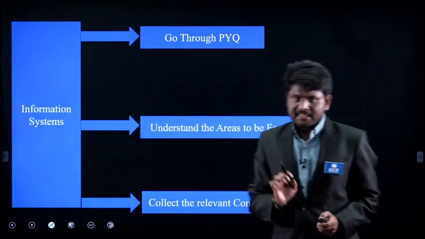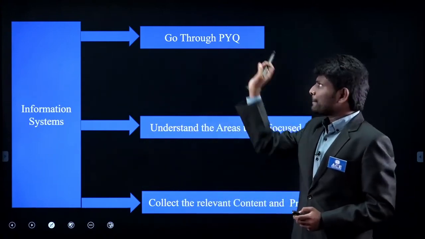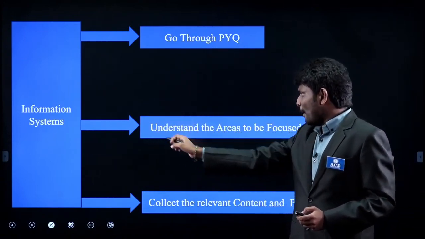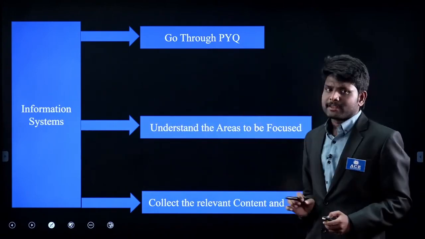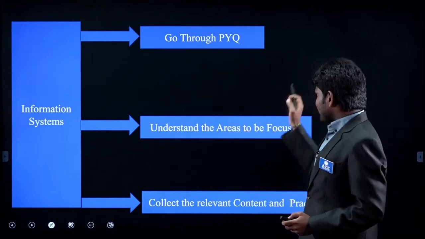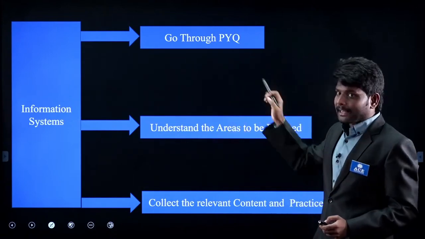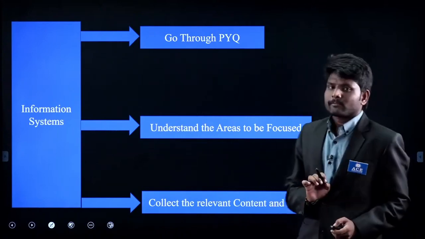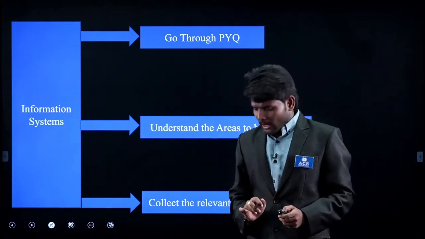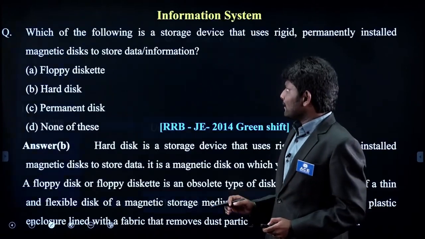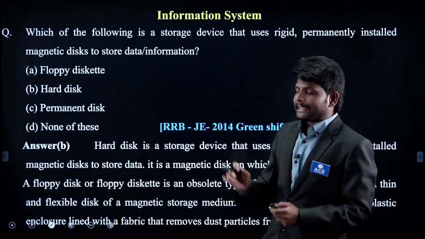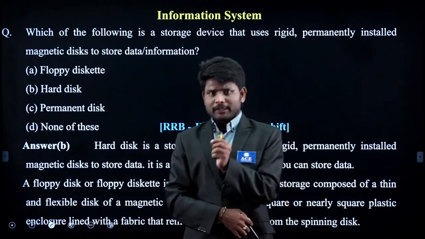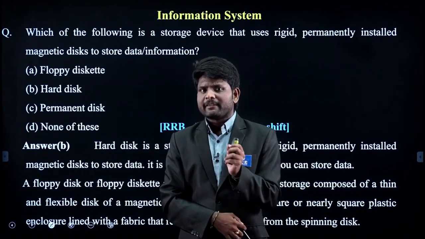I hope my strategy is clear for you. We'll go through the previous year questions of each subtopic. We'll understand the subtopics or major topics that need to be focused on. Then, we'll list the topics, collect some relevant content related to each topic, and practice that content. Hope this point is clear for you. Now, let us start this technique with the first topic, that is introduction of information systems. What is our first step? We will go through the previous year questions.